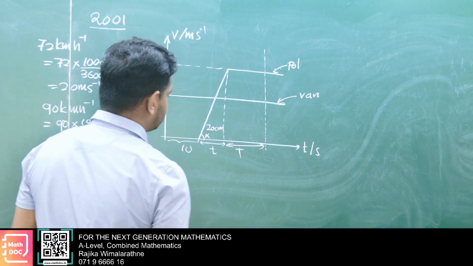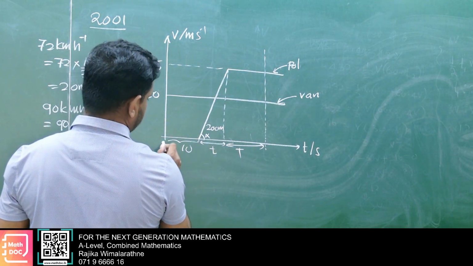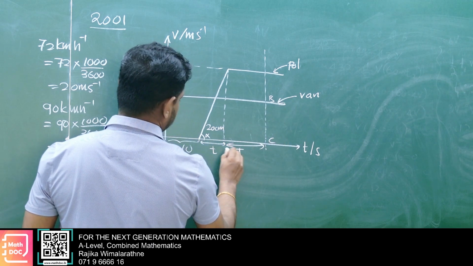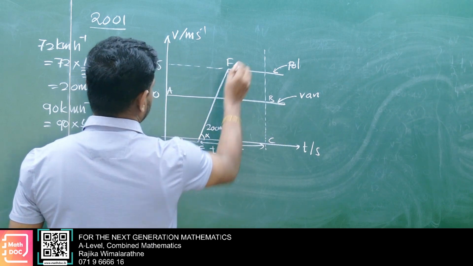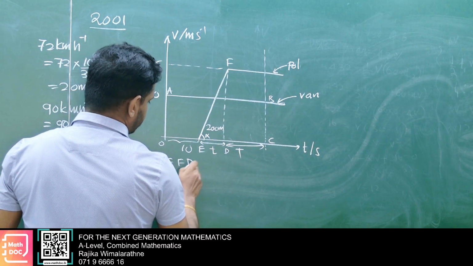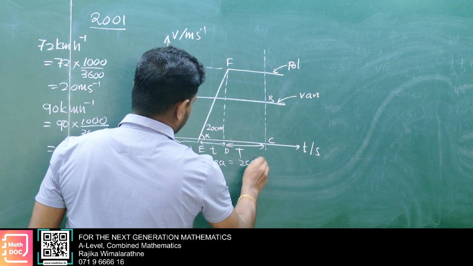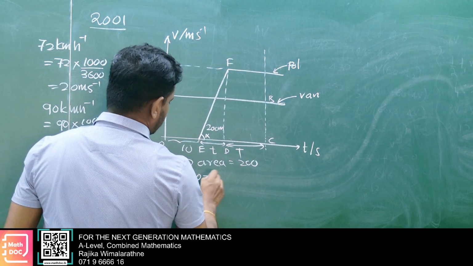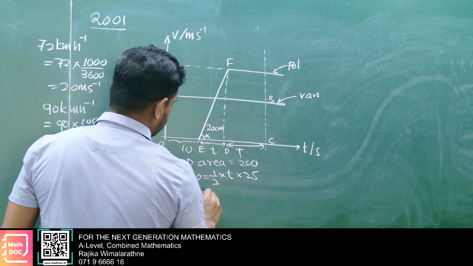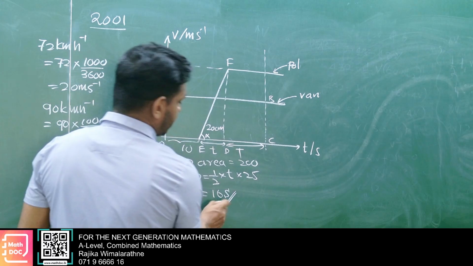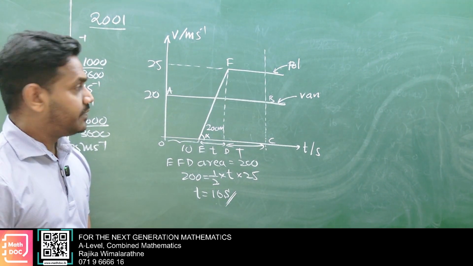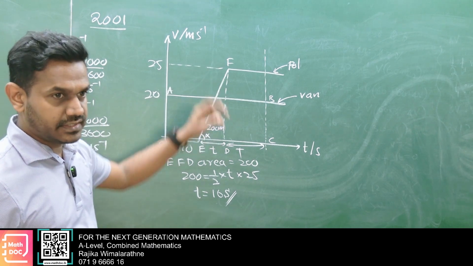Now let's write a few relations. Then 200 meters, let's take points O, A, B, C, D, E, F. Then the EFD area, 200 meters, equals half into t into 25. Then t equals 16 seconds. So the police car acceleration time is 16 seconds, because this displacement is 200 meters.